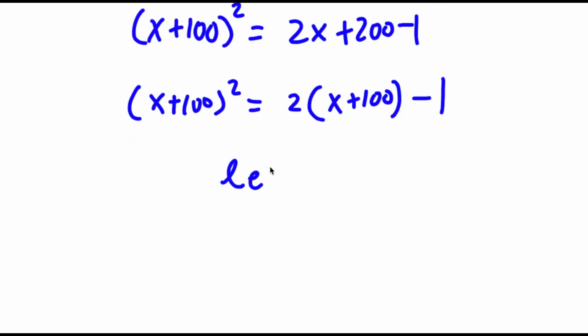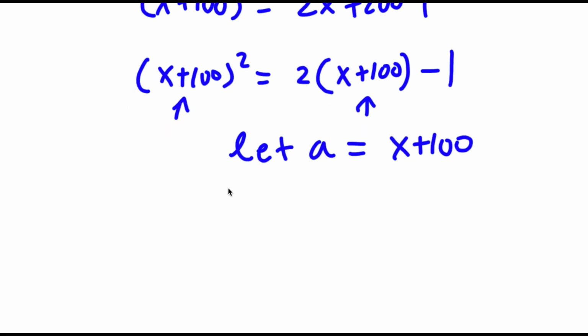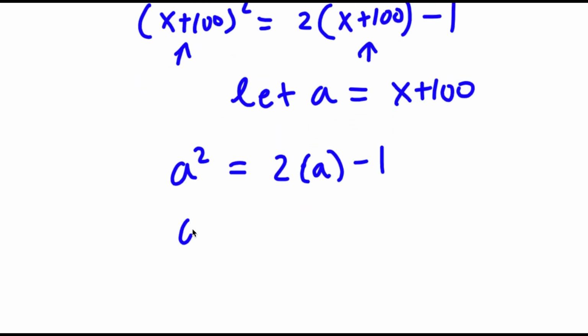Now I'm going to let the variable a equal x plus 100. So now if I substitute in a for x plus 100, well, we have x plus 100 over here and x plus 100 over here. So now I have a squared, I'm simply just substituting in a for x plus 100, is equal to 2 times a minus 1. And this is the same thing as a squared is equal to 2a minus 1.